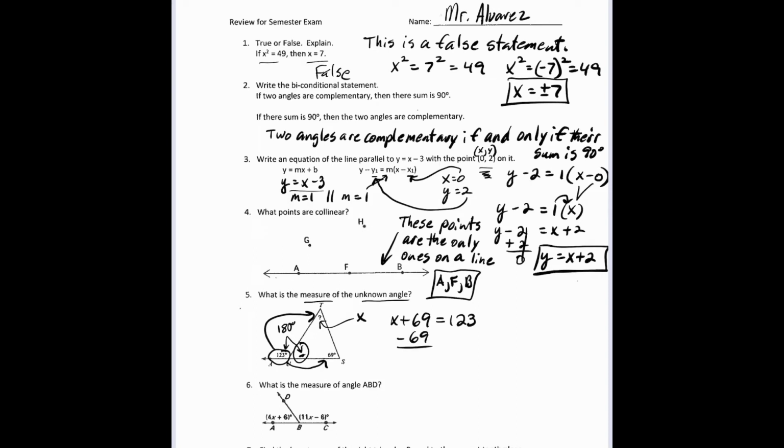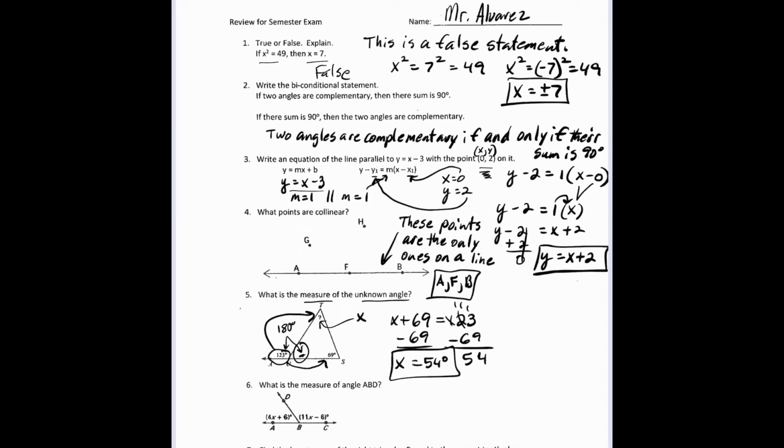So now what we're going to do is subtract 69 from both sides, and we'll find out what that answer is right now. And we're going to do some borrowing here. So it's 1, that's 4, and the other one is 5, so it is 54 degrees.